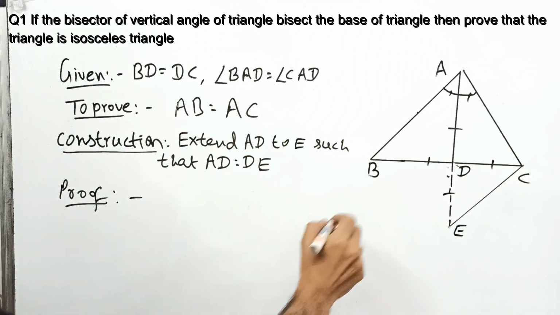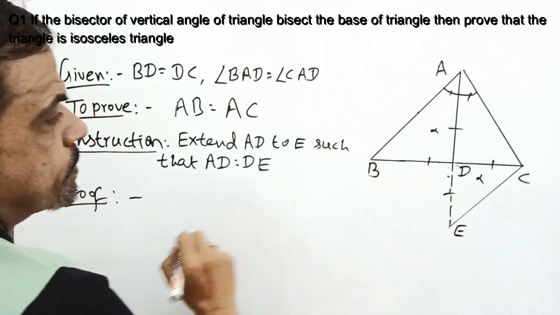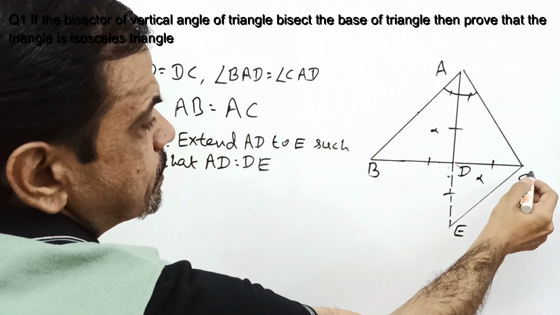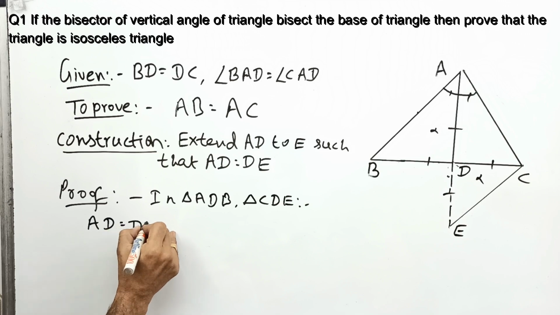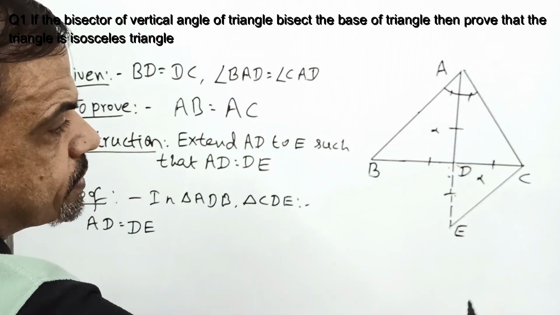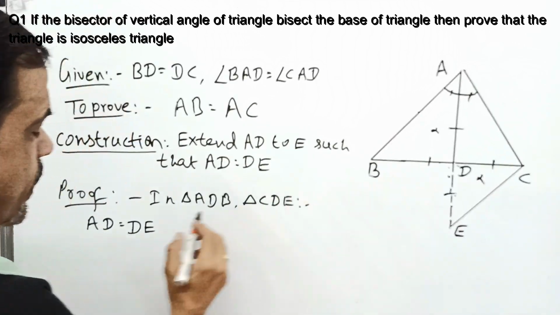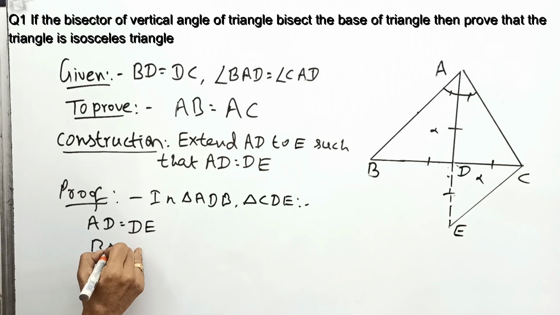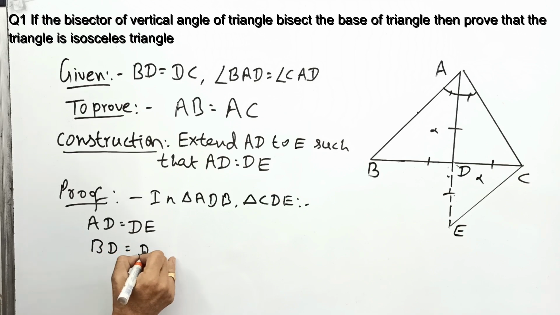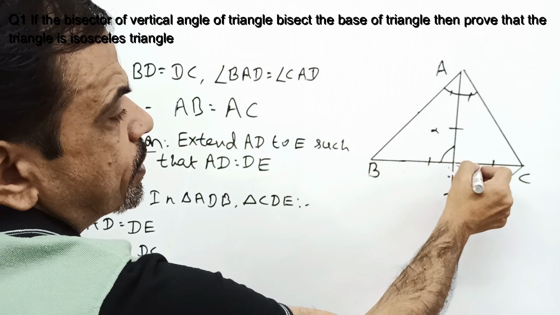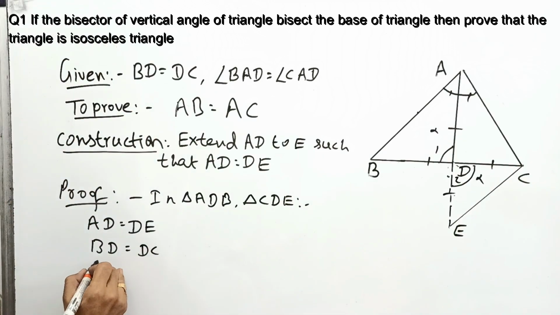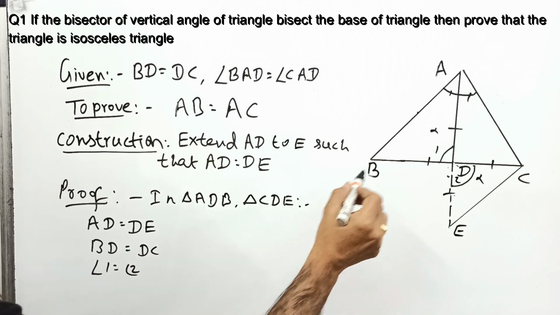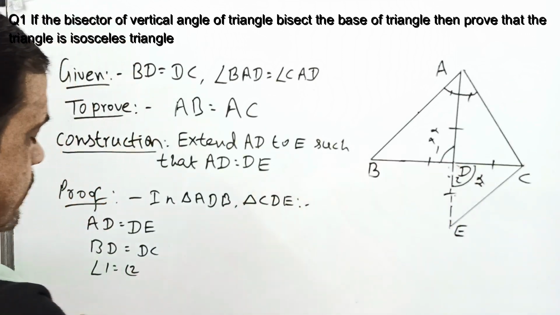Join CE. Now consider these two triangles, ADB and CDE. AD equals DE by construction and BD equals DC, given. And these two angles are vertically opposite angles, let us call them angle 1 and angle 2. Therefore, these two triangles are congruent by SAS.